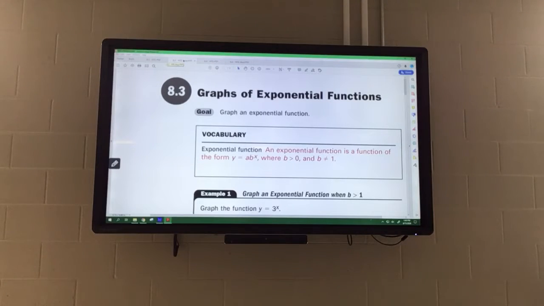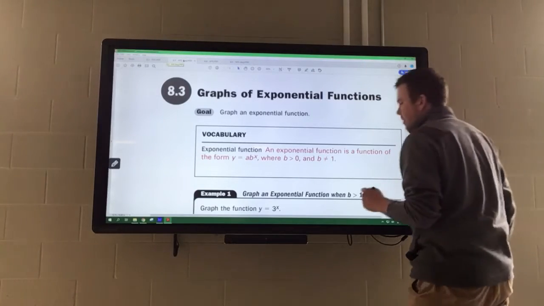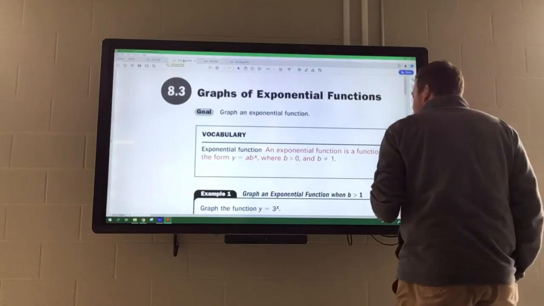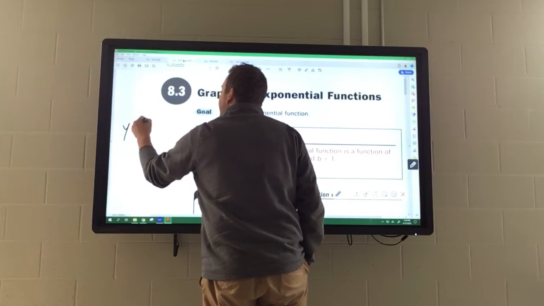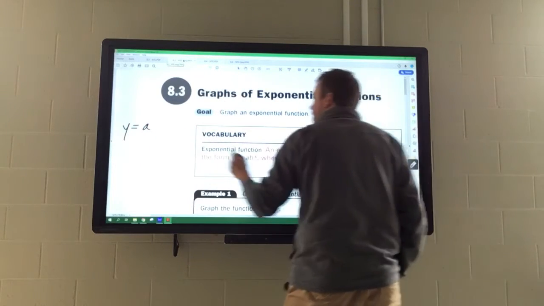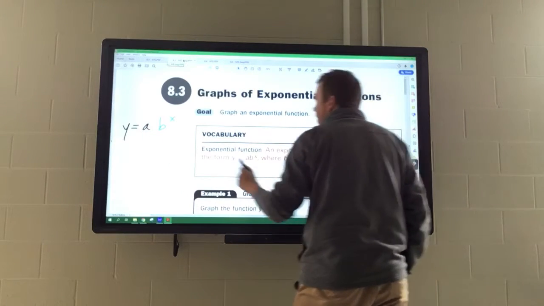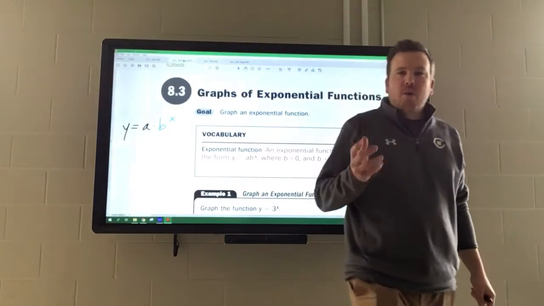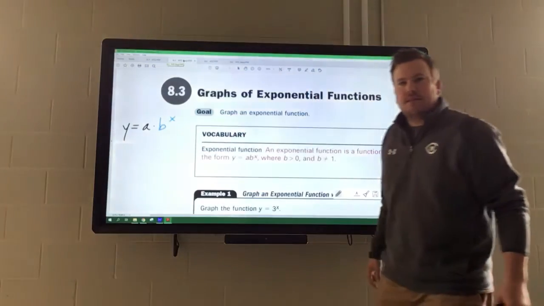An exponential function is a function of the form y is equal to a times b raised to the power of x. Now let's talk a little bit more about that. We define an exponential function as y is equal to a times b to the power of x. Now that b value is what we really want to focus on, whatever number is being raised to our x variable.